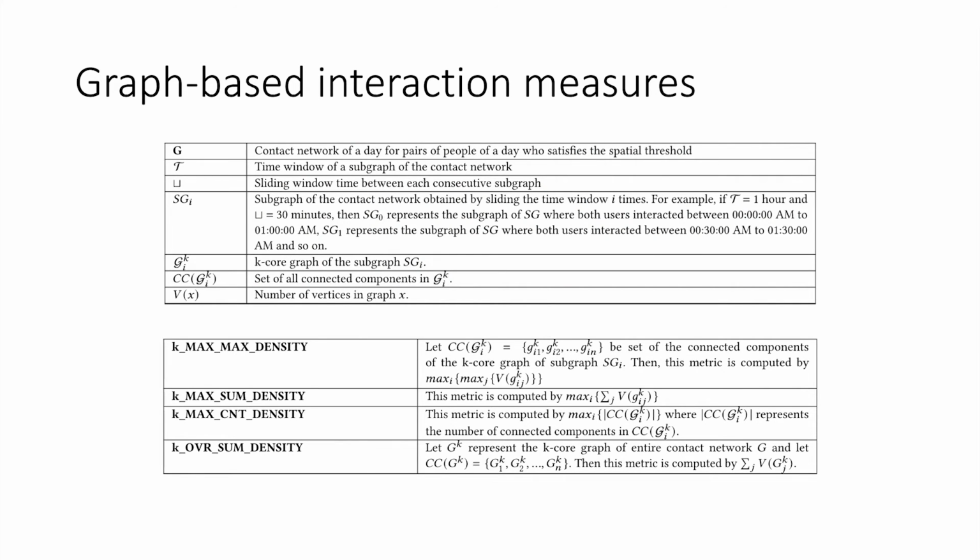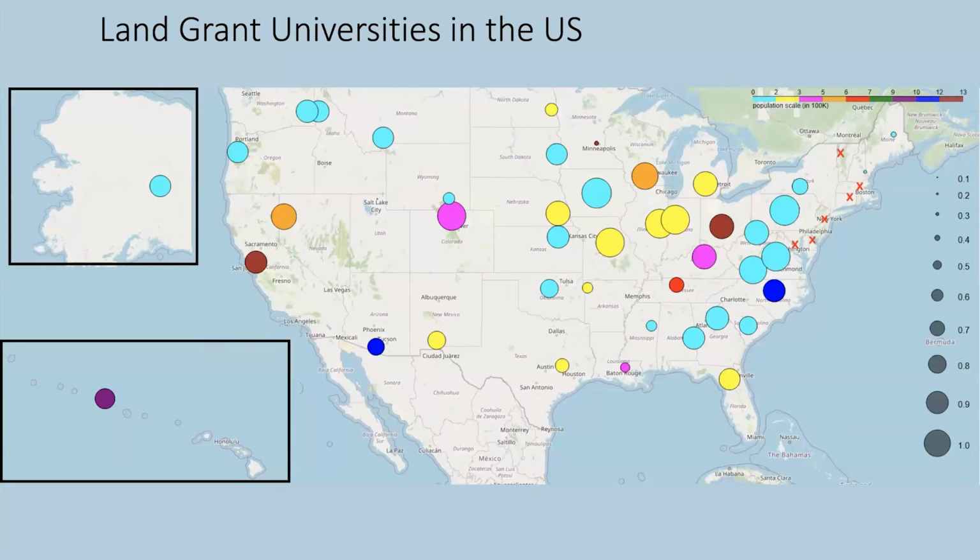So for a high-level picture, it's not really important what exactly the metrics are, but we can derive a number of these. Okay. So then we looked at 50 different counties in the US. And these are counties corresponding to land-grant universities. So you can think of that as being the major state university in each state in the US.